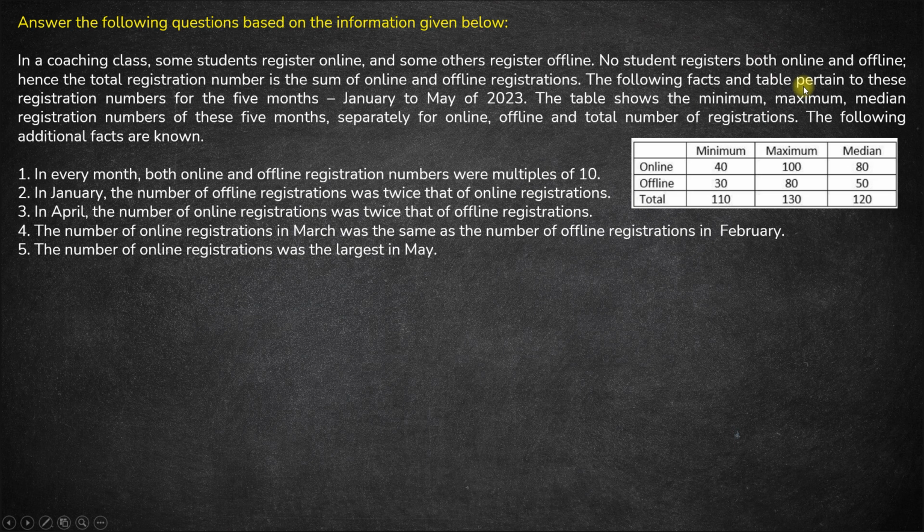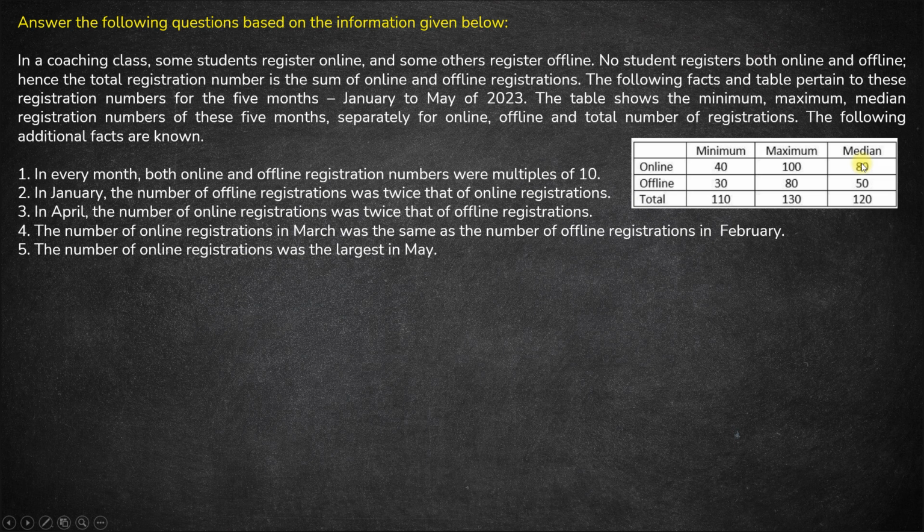Now the following facts and table pertain to these registration numbers for the 5 months starting from January till May of 2023. The table also shows the minimum, the maximum and the median registration numbers of these 5 months separately for online and offline and the total number of registrations. So for example, for online you have 5 months, and out of these 5 months the minimum number of registrations in a month is 40, the maximum number of registrations in a month is 100, and of all the 5 different months the median number of registrations is 80.